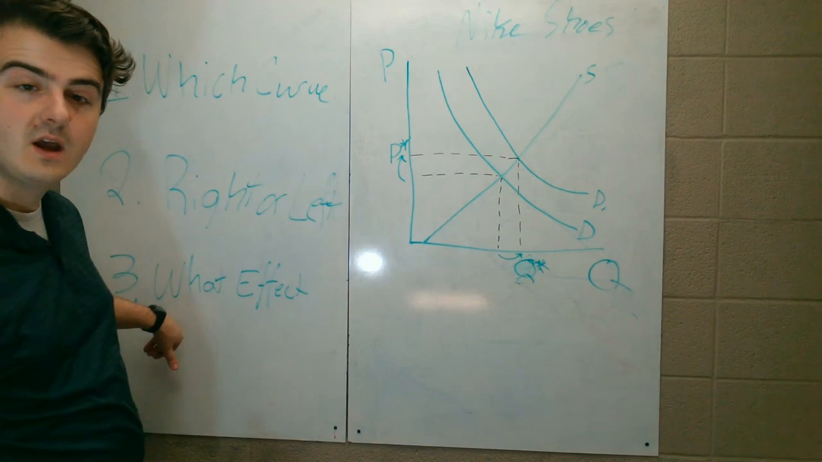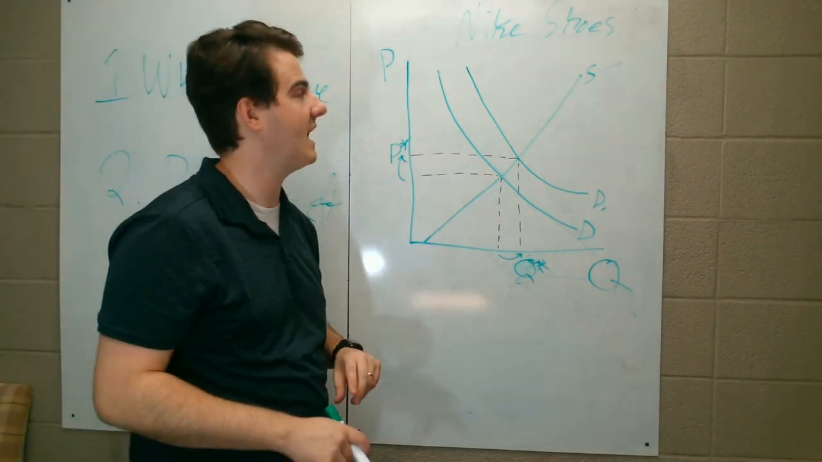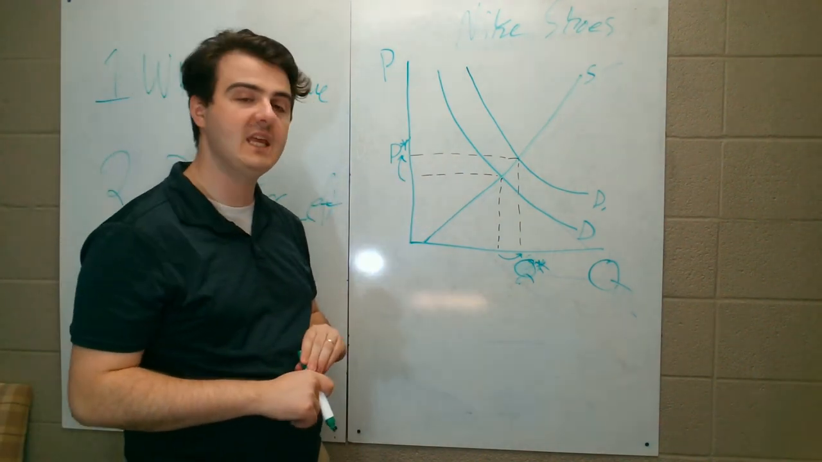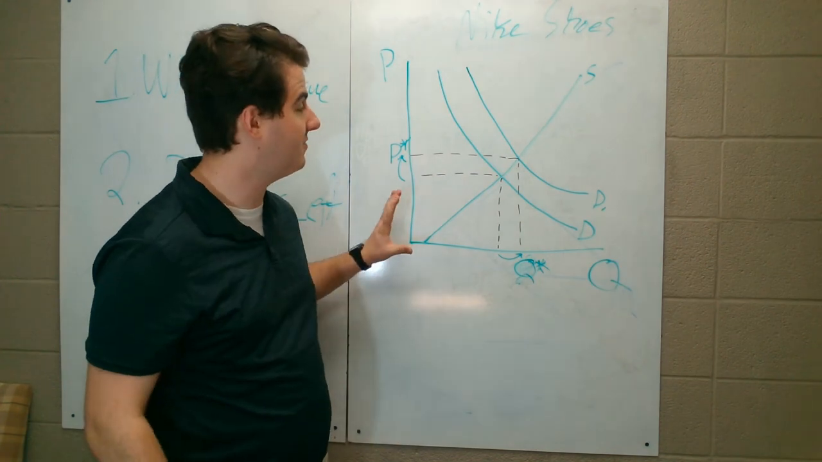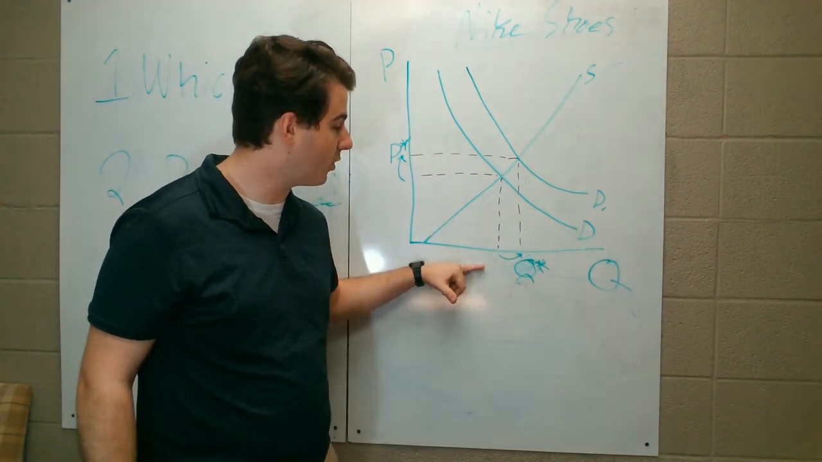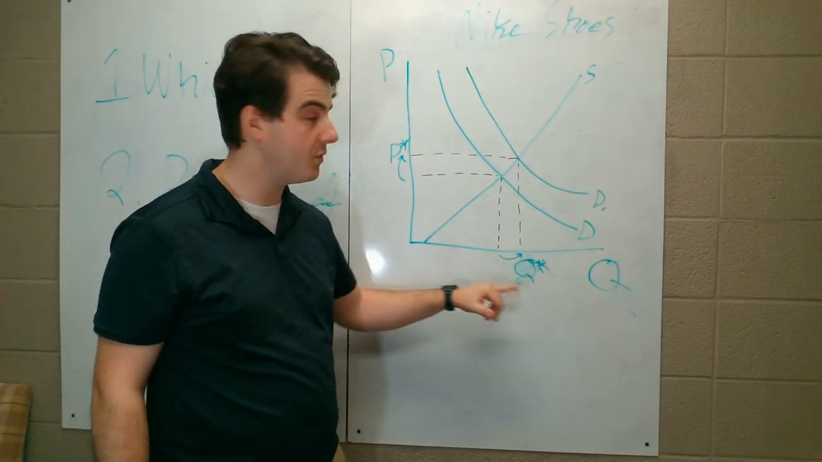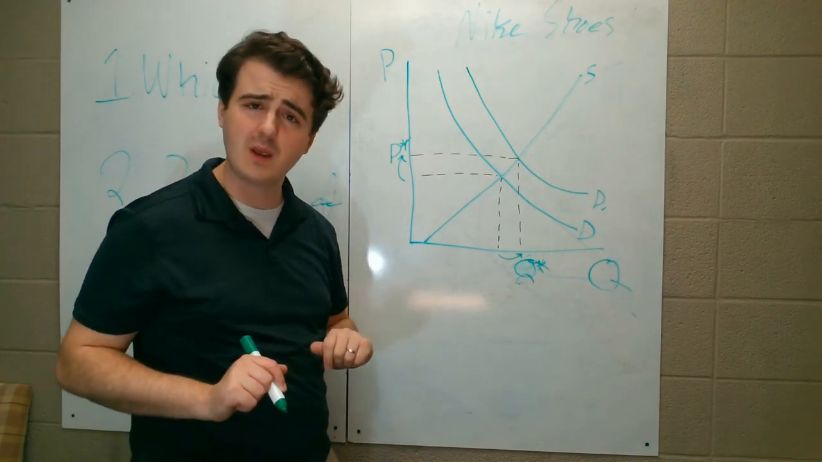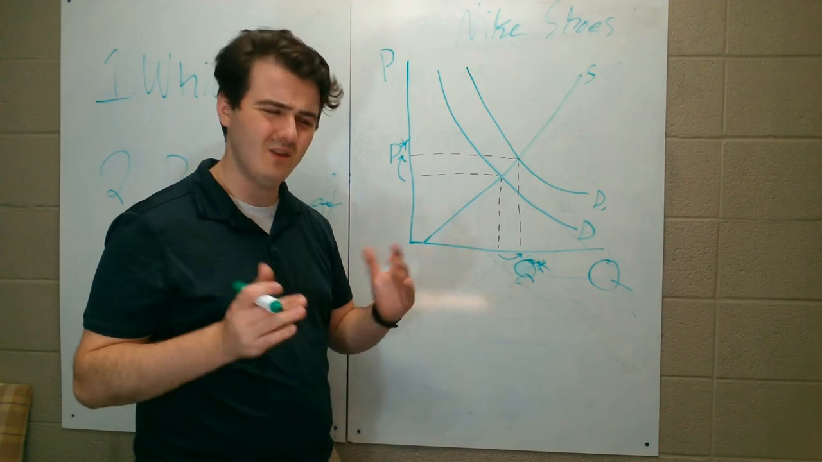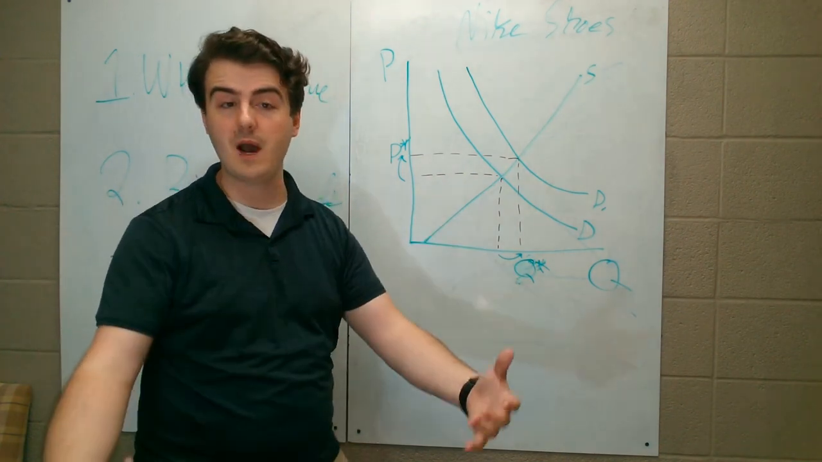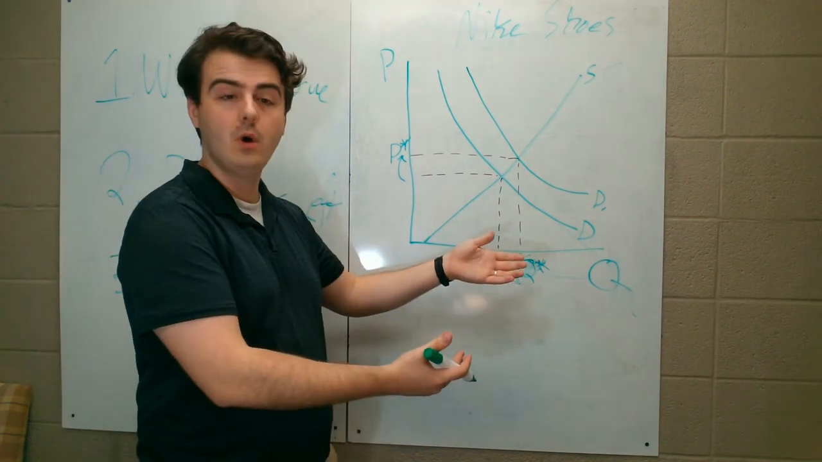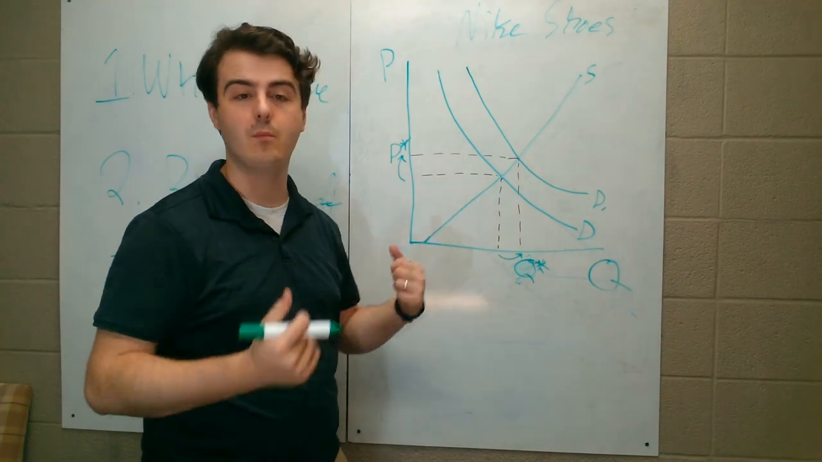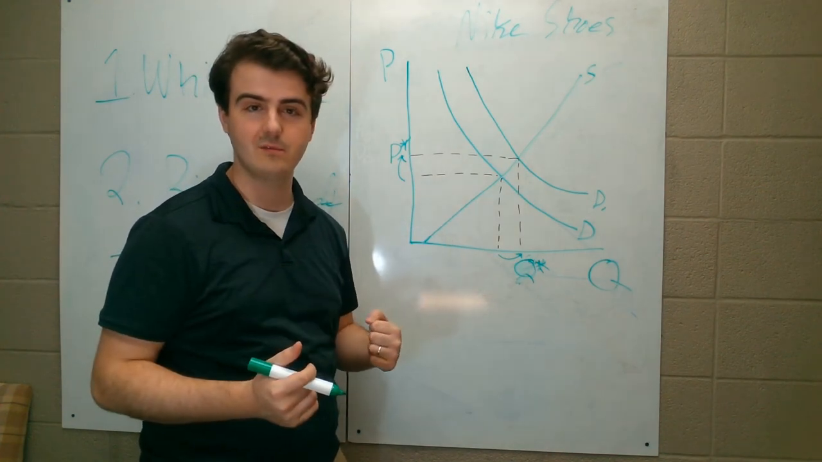So what effect did this ad campaign have? Well, it made Nike shoes more popular. This shifted demand rightward, increasing the number of shoes sold and increasing the price at which they sold. This should make pretty good intuitive sense, right? If something's more popular, it sells more items at higher prices. Fair enough? Fair enough.